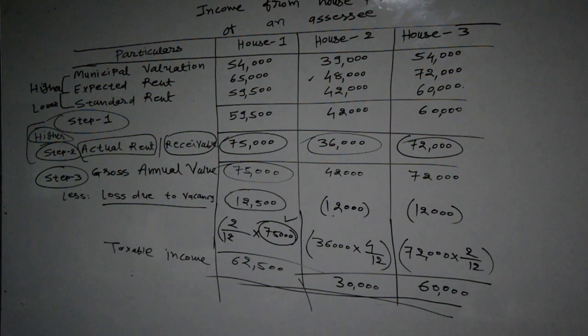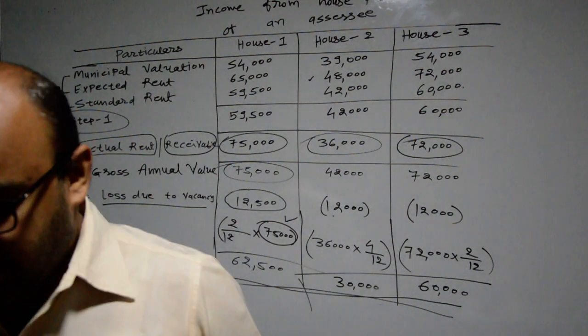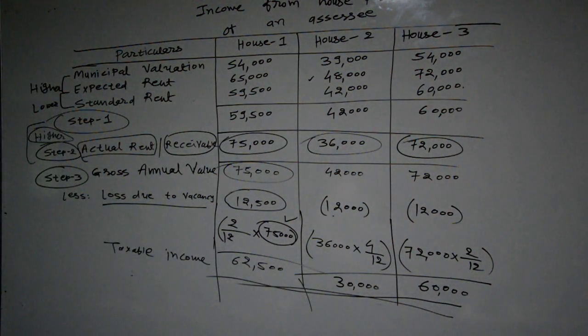Okay, the answer is correct. I am just checking it: 30,000 rupees and 60,000. So the lecture here is completed.